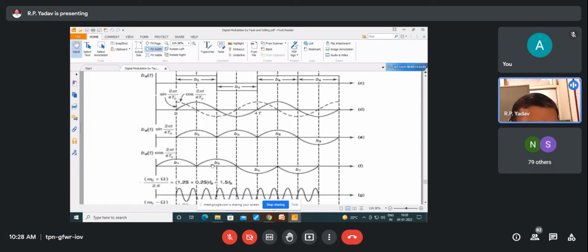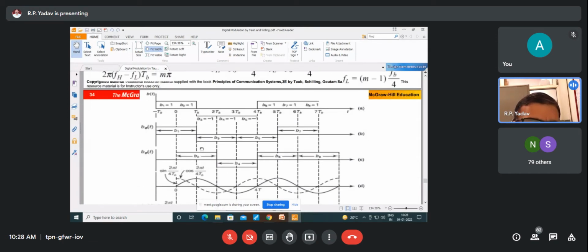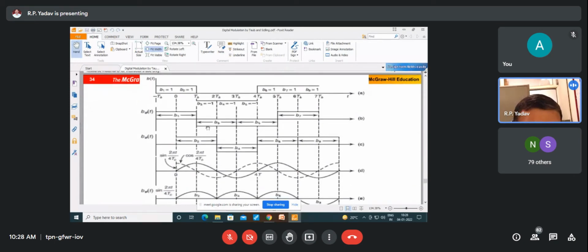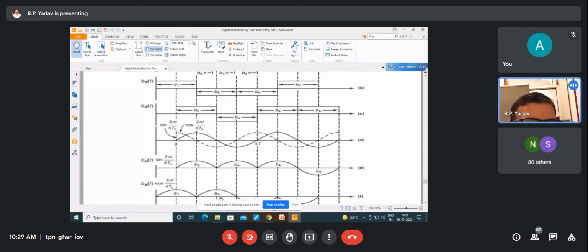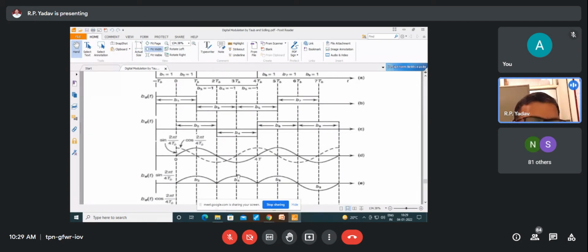Now then comes B3. Let's say this B3 is negative, that means, let's say, 0. I hope you understand the polar representation. When you multiply B3 by this cos function, B3 is negative and cos is also negative, so both of them give you positive. That's why I get another B3 positive. Likewise, you can do that for B5.